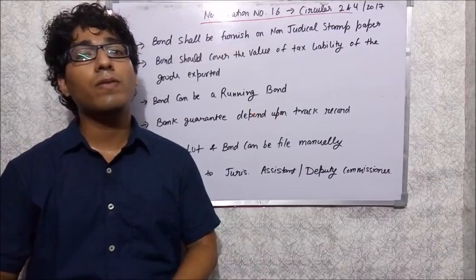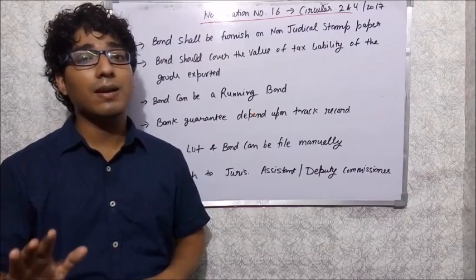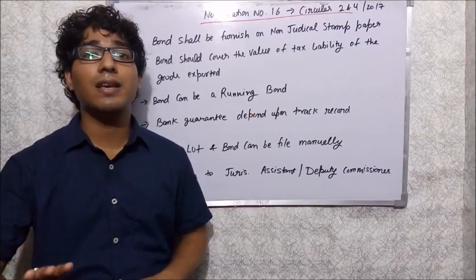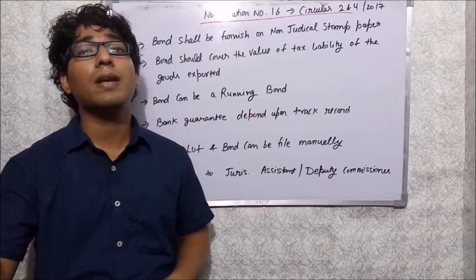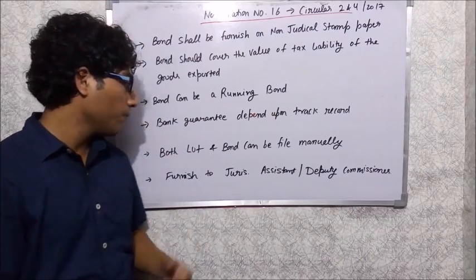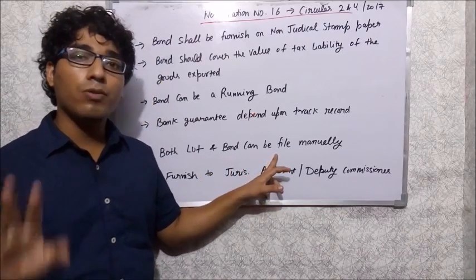So whatever will be the bond value, the bank guarantee should be a maximum of 15%. Maximum. The commissioner can say that you furnish the bank guarantee, but the bank guarantee amount cannot be greater than 15% of the bond value. And also both LUT and bond can be filed manually.